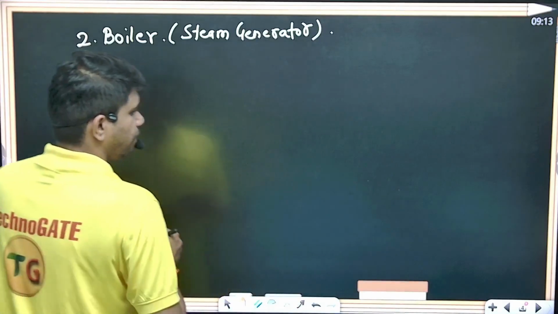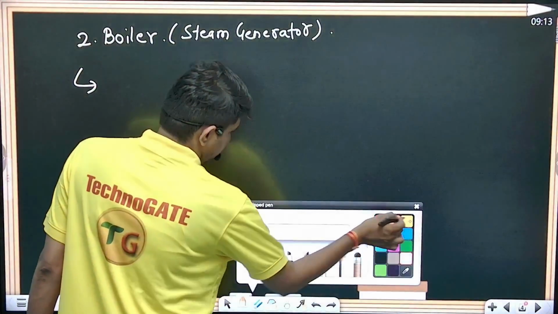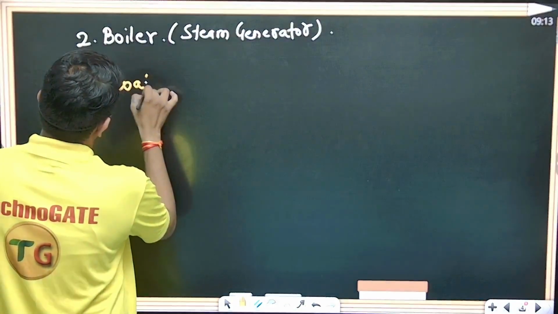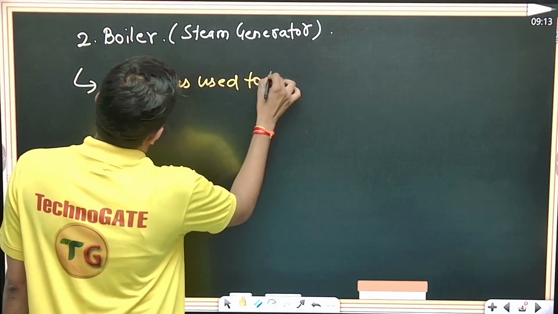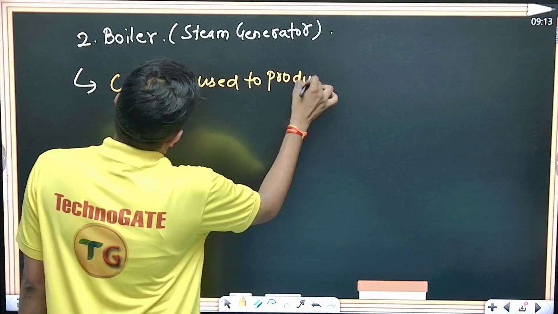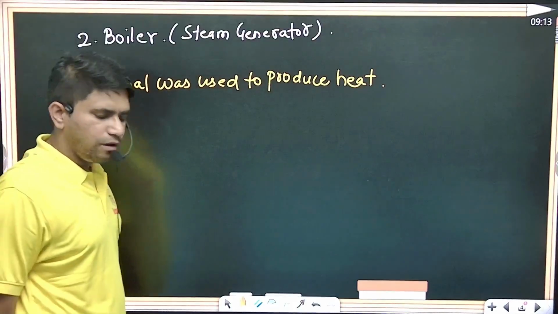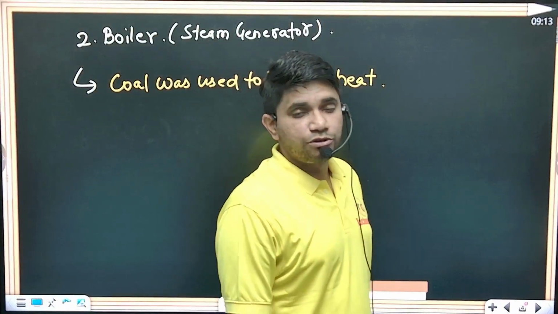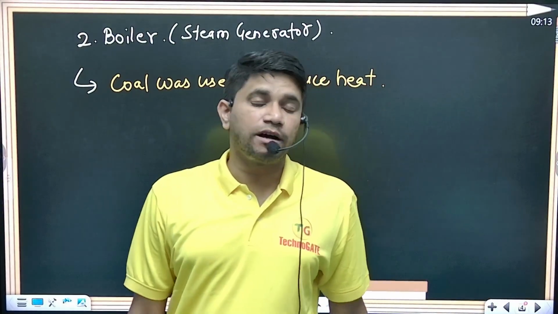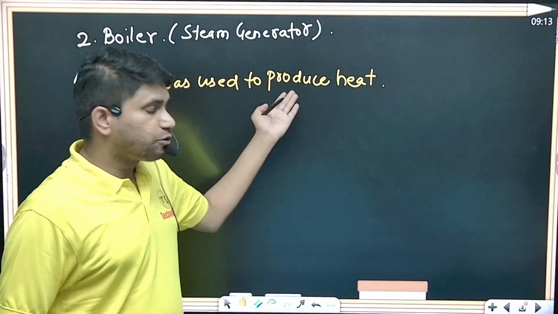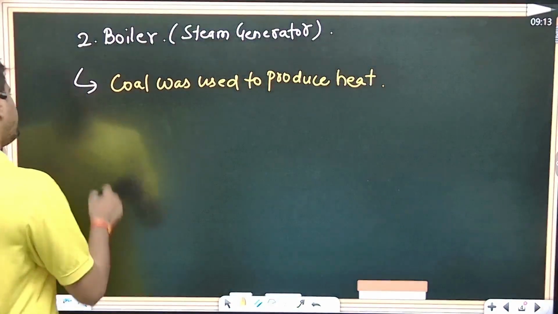The coal was used to produce heat. Very simple. Perfect. This is point number 1. Now what will happen?